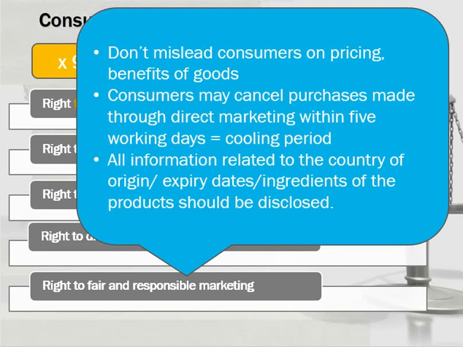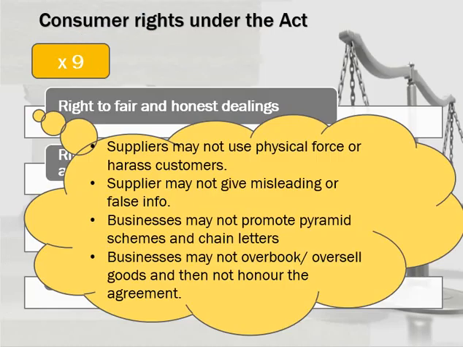Let's move on to right number 6, the right to fair and honest dealings. So what does this mean? Suppliers may not use physical force or harass customers to buy something. Suppliers may not give misleading or false information. Businesses may not promote any pyramid schemes or chain letter schemes. Businesses may not overbook or oversell goods or services and then not honor the agreement.